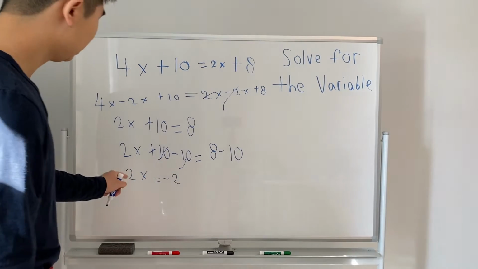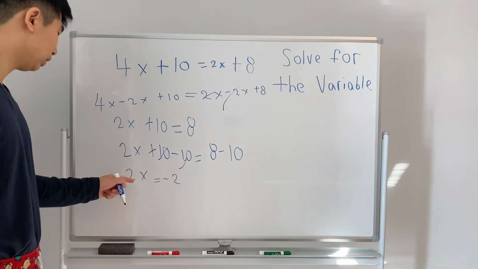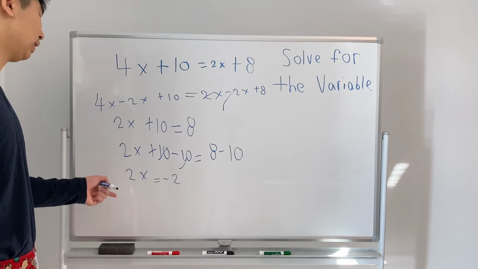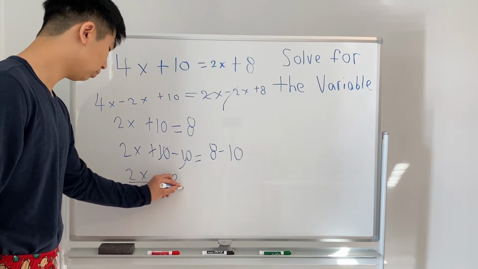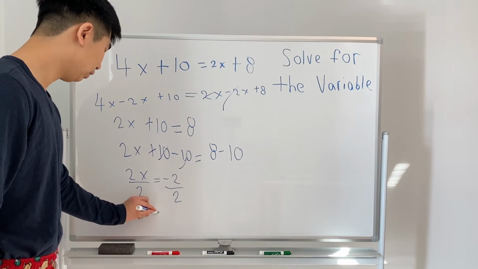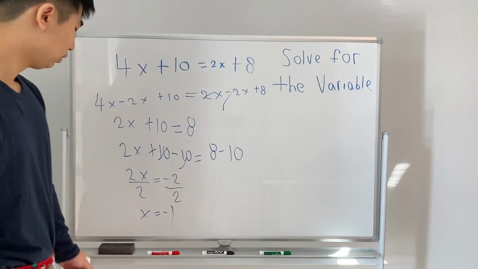So now we want to isolate for the x. So how do we do that? We divide both sides by 2 because x is being multiplied by 2. So 2 divided by 2 is just 1, and then 1 times x is just x. So divide by 2 on both sides. And x equals negative 2 divided by 2, which is negative 1.